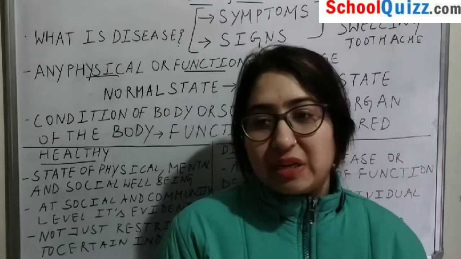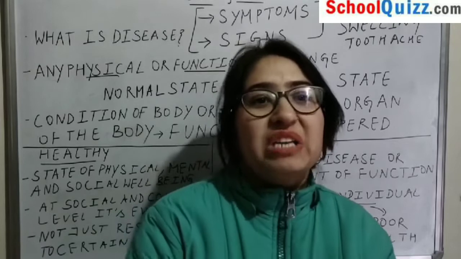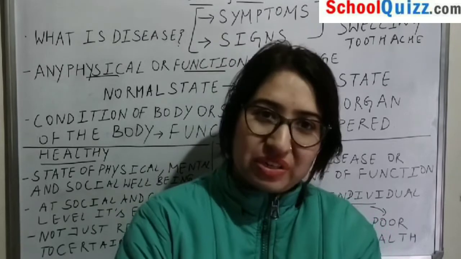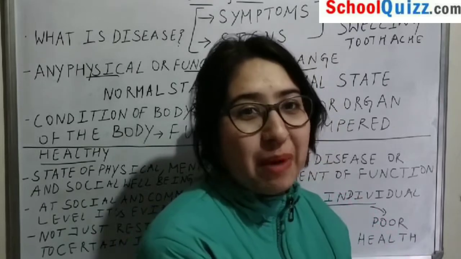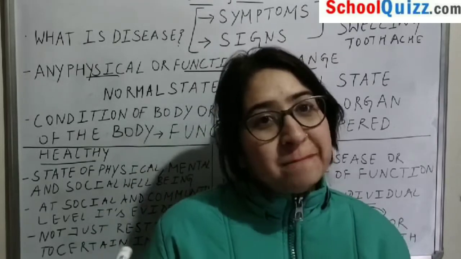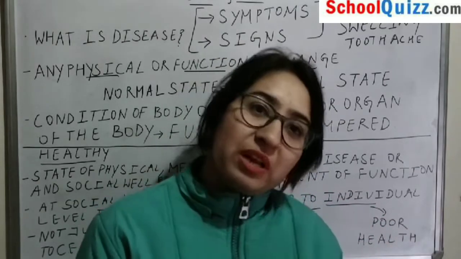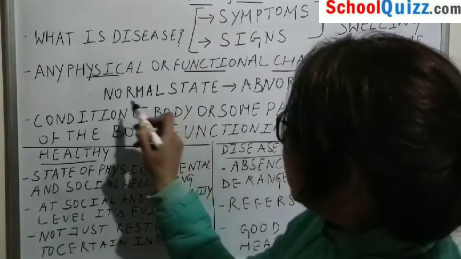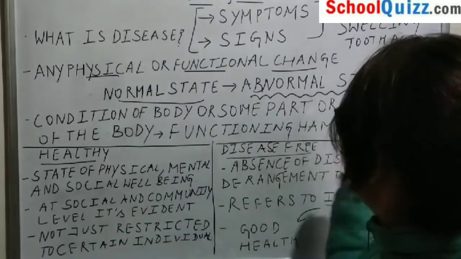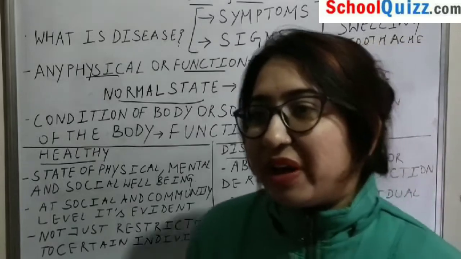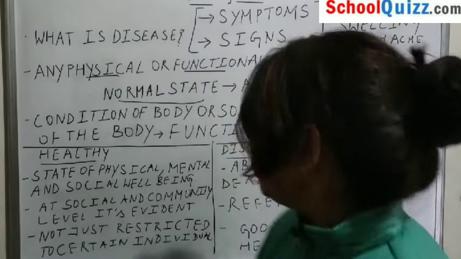Functional condition is something in which, suppose someone has fractured their hand, they will not be able to use their hand in an efficient manner. So it can be physical or functional, but in both cases the normal state of the body will be changed to an abnormal state, and in that way the efficiency of the working of a person will be reduced.